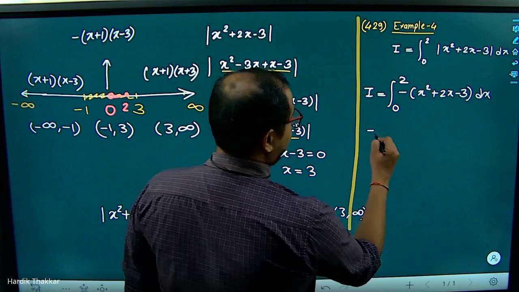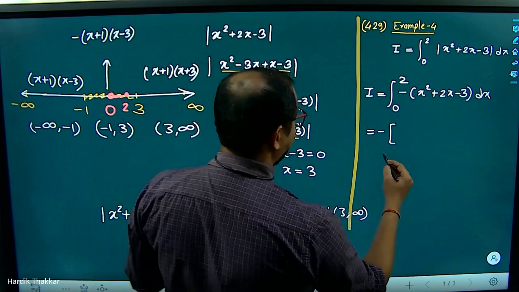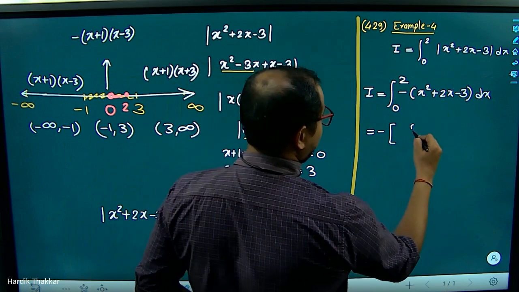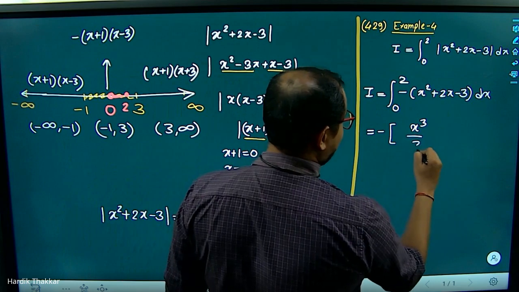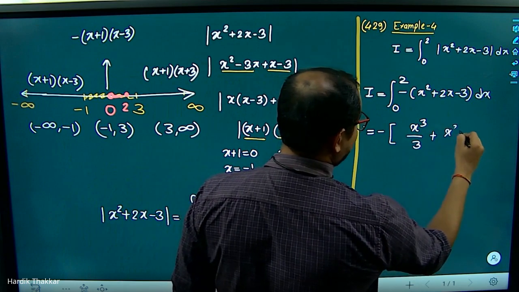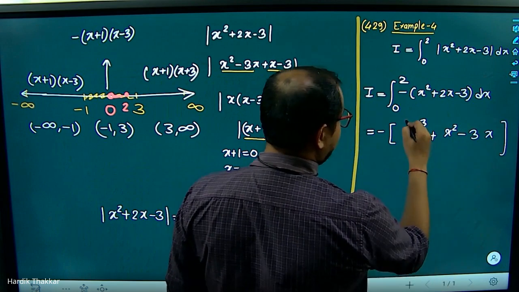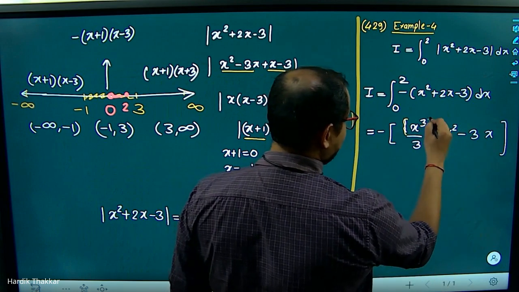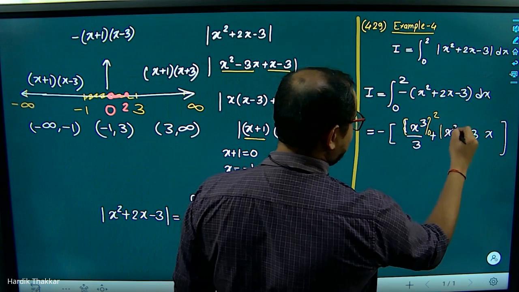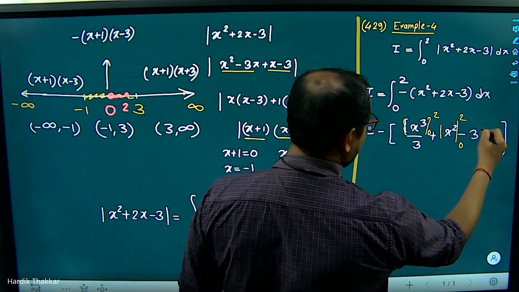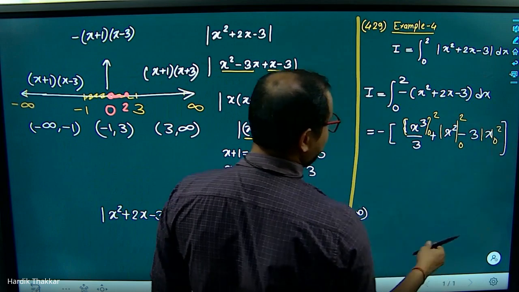So first we should take the minus outside and integrate each term. So the first term will be x cube upon 3. Second term will be x square. Third term will be minus 3x. Okay. Now apply individual limits. In the first part, 0 to 2. In the second part, it is also from 0 to 2. In the third part, it is also from 0 to 2.